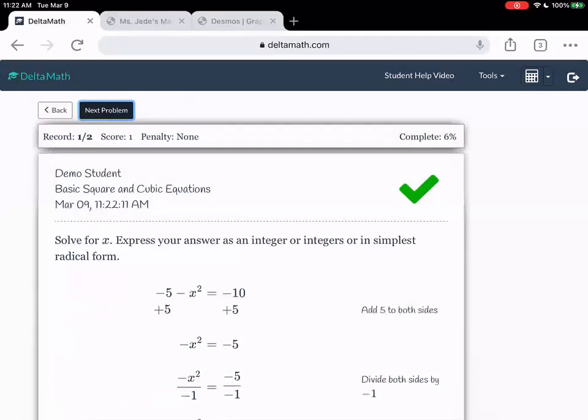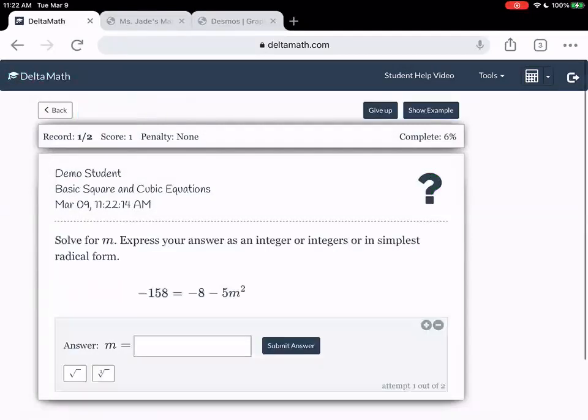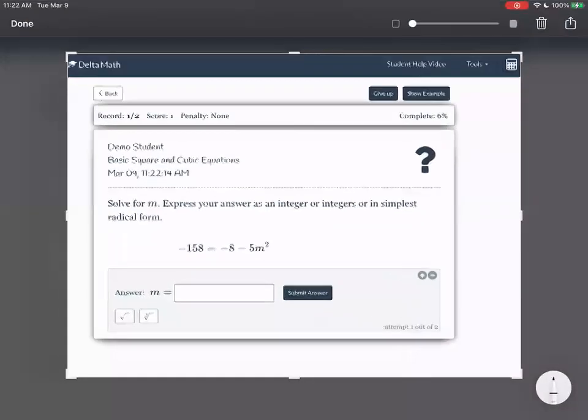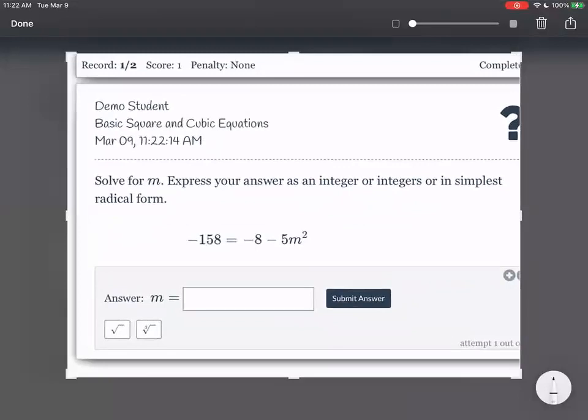Okay. And let's do another one. So we're going to solve for m. It's just the same thing as solving for x. It's just a different letter. It's totally fine. So we're going to solve for m and express your answer as an integer or integers in simplest radical form. But anyways, get m by itself.